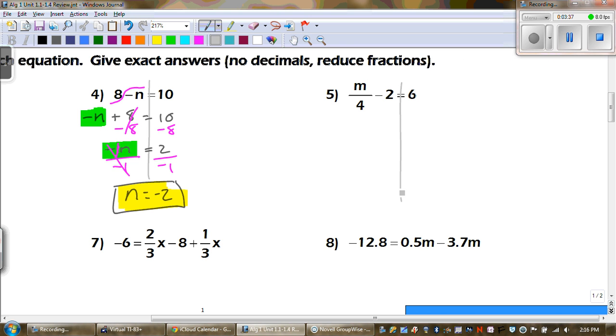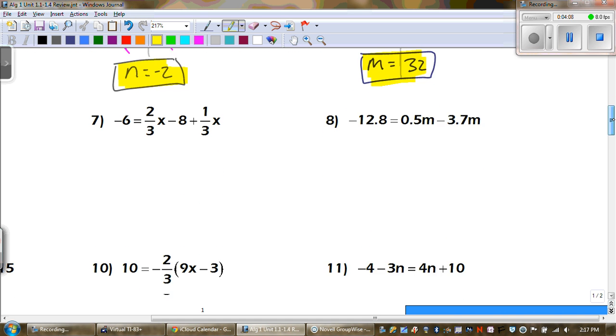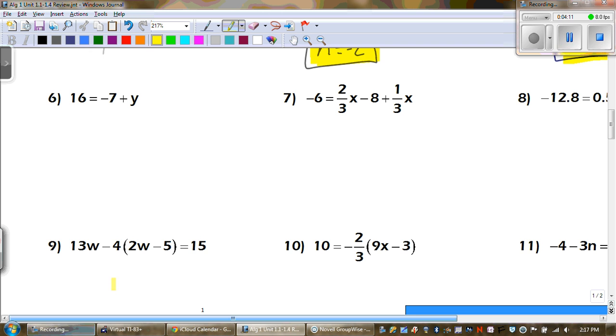Number 5. Once again, SADMAP. The first thing we need to do is get rid of the subtraction, and we're left with m/4 equals 8. The next thing to do is multiply both sides by 4, because it's division, so that cancels out, and you get an answer of m equals 32. All right, let's keep on going.